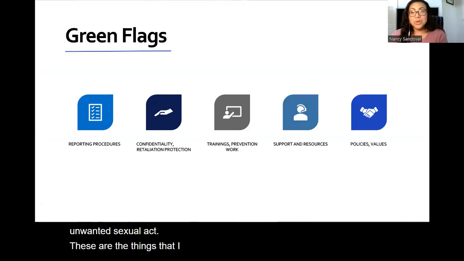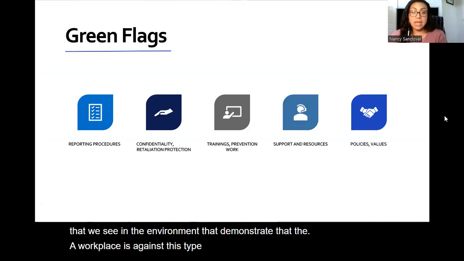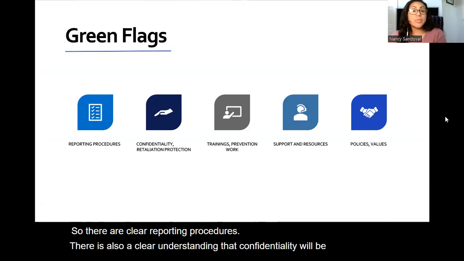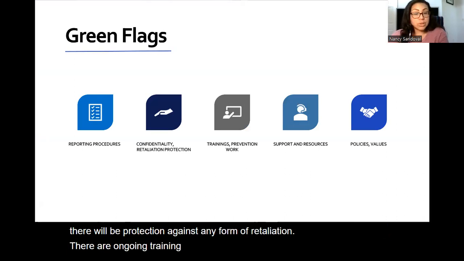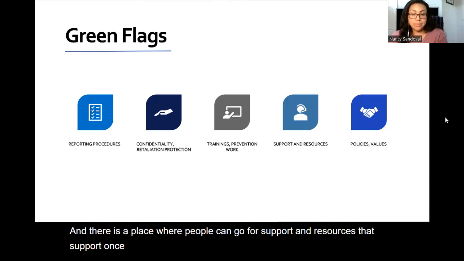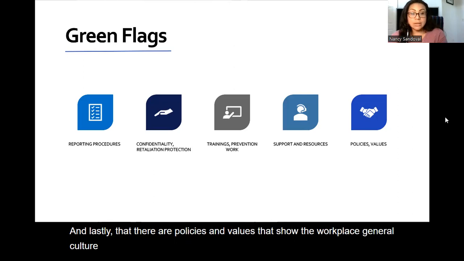These are the things that I would consider green flags. So good things that we see in the environment that demonstrate that the workplace is against this type of behavior. So there are clear reporting procedures. There is also a clear understanding that confidentiality will be respected and there will be protection against any form of retaliation. There are ongoing trainings and prevention work around this topic. And there is a place where people can go for support and resources that support one's well-being. And lastly, that there are policies and values that show the workplace general culture against bullying.